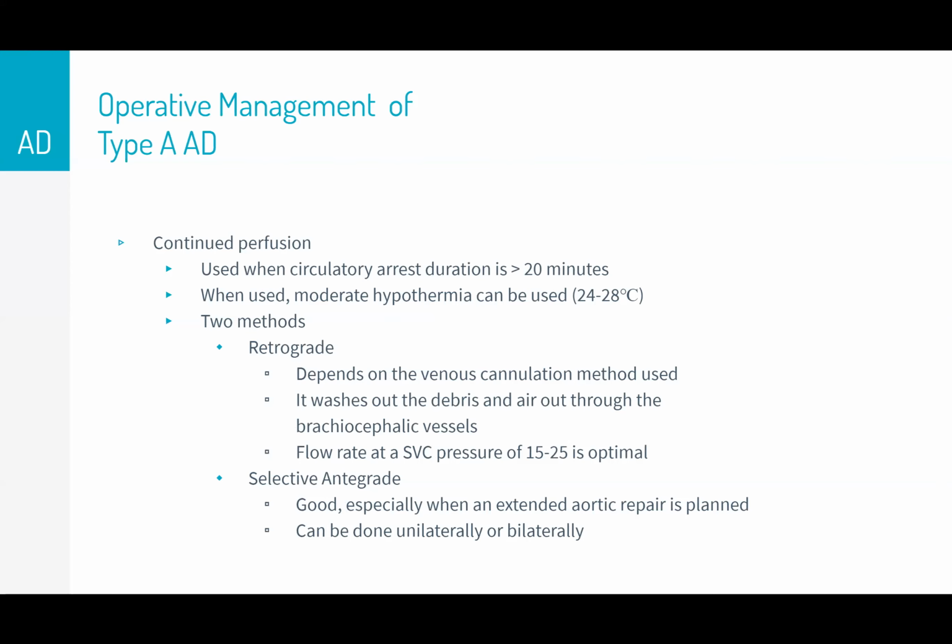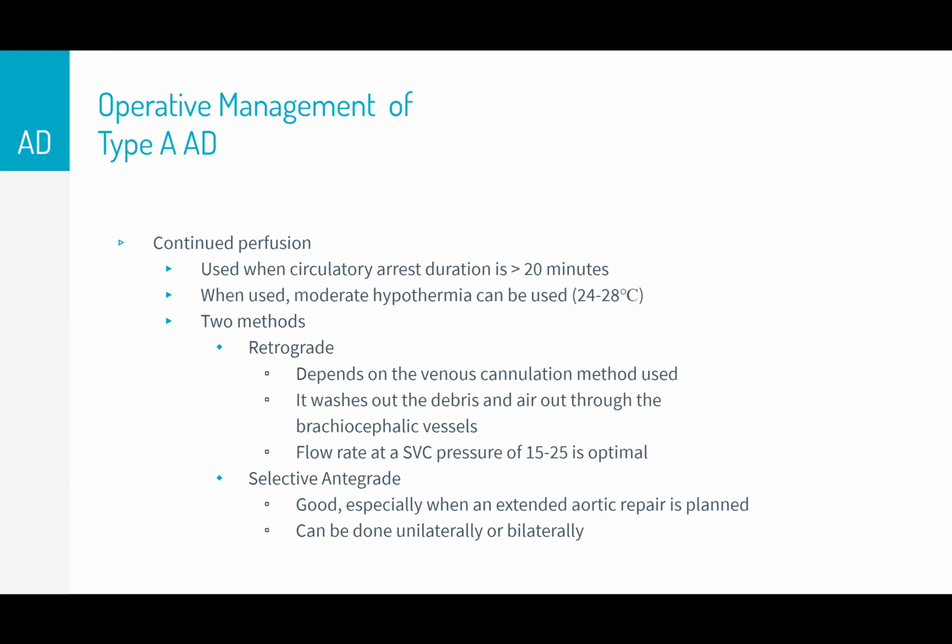Continued perfusion is used when circulatory arrest duration is more than 20 minutes. When used, moderate hypothermia can be used. That means between 24 and 28 degrees Celsius. You have two methods, retrograde and selective antegrade cerebral perfusion. There are no differences or proven evidence that there is an advantage of one over the other. But the difference is that retrograde depends on the venous cannulation method that you use.